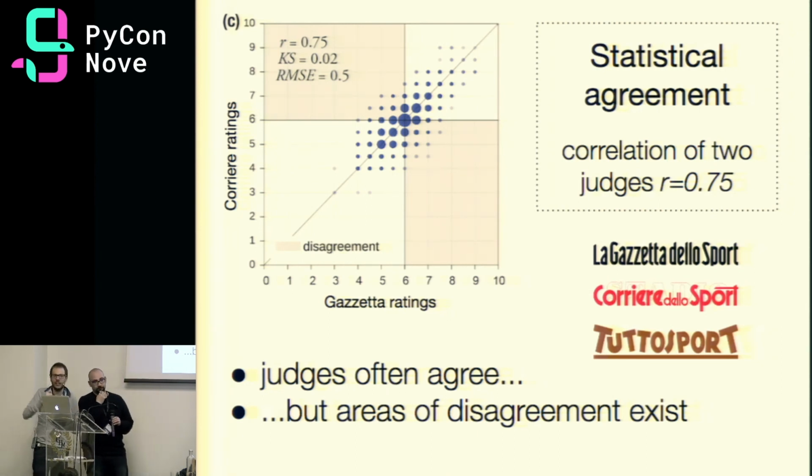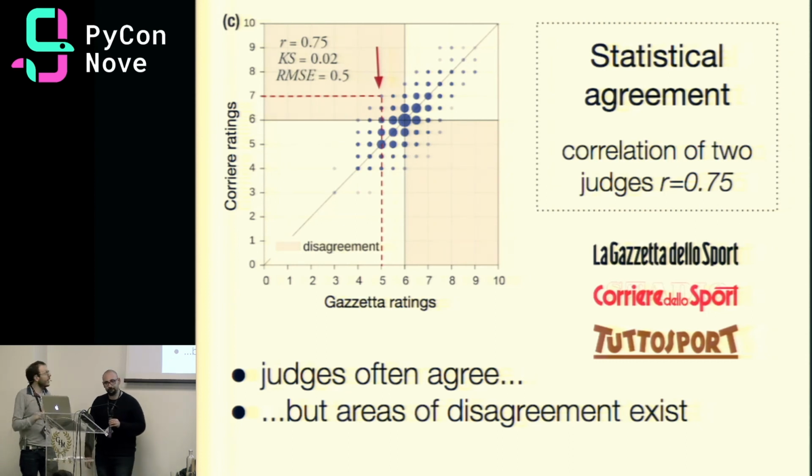But the fact that they have the identical distribution does not mean that every journalist is giving the same rating to the same performance. Indeed, in this scatter plot, you can see that in the gray areas, we highlighted the areas of disagreement. So there are some cases where, for instance, the journalist from Gazzetta gives a 5 to a player, while the journalist of Corriere rates the same performance as a 7.